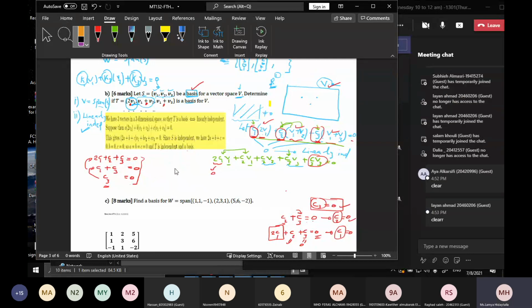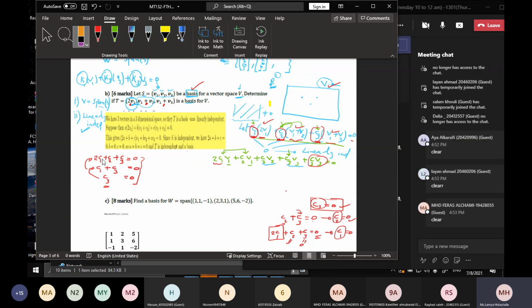Also, of course, I can solve it from here directly without making the augmented matrix. Why? Because from here, C3 equals 0. Then when I come here, C2 plus 0 is equal to 0. That means C2 is 0. And then you move there. You have the values of C2 and C3, and then immediately you can get that C1 is equal to 0 as well. Okay?